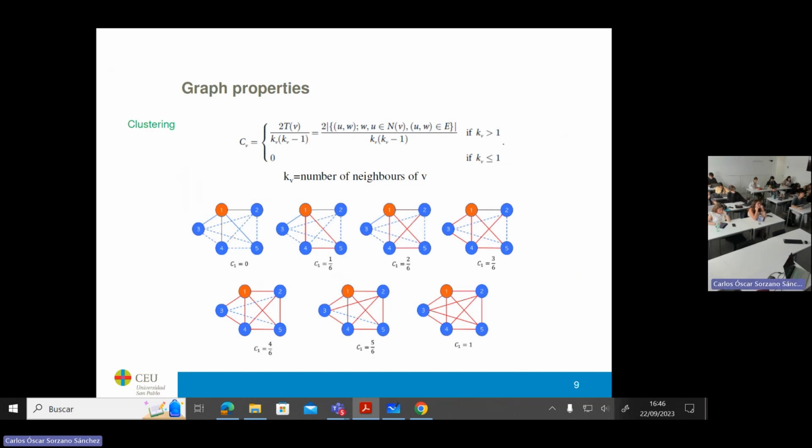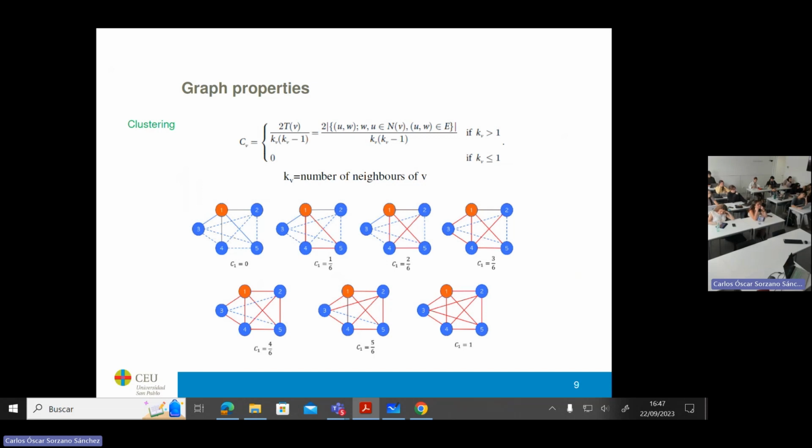So what I'm looking at is neighbors of mine that are also connected. I count how many of my neighbors are connected between themselves, multiply by 2, and then divide by that term. And that is a number between 0 and 1.